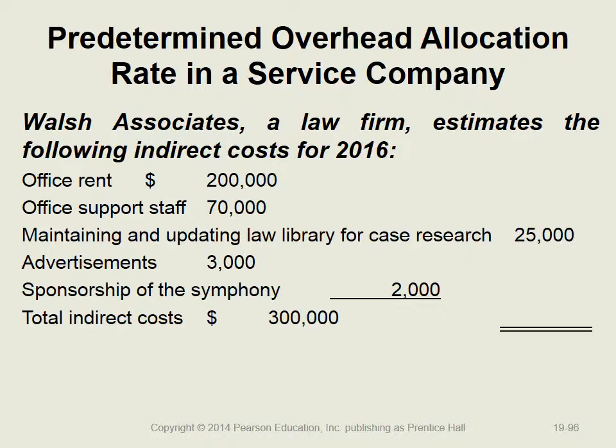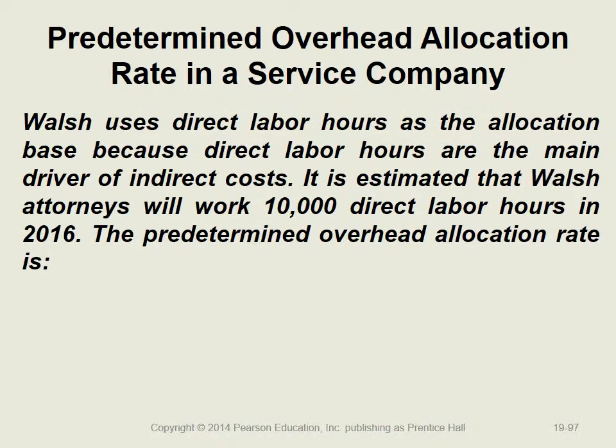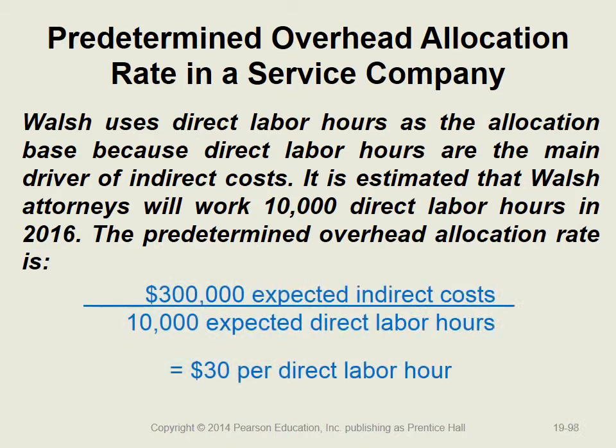First, total indirect costs are estimated. Walsh uses direct labor hours as the allocation base because direct labor hours drive overhead costs. The estimated overhead of $300,000 is divided by 10,000 direct labor hours that are estimated to be worked in 2016. The overhead allocation rate is $30 per direct labor hour.